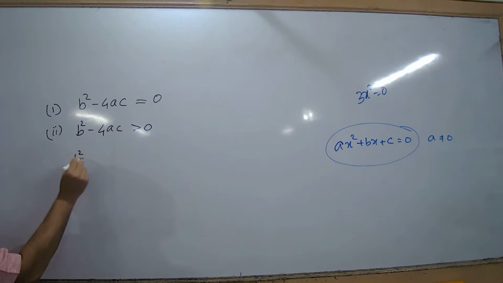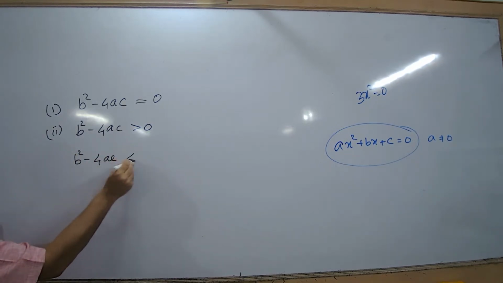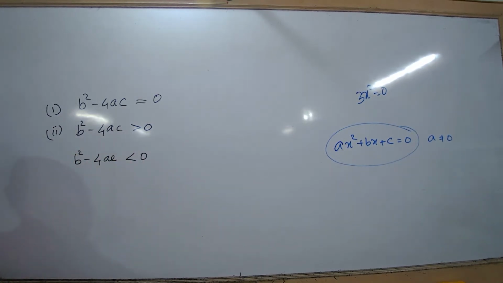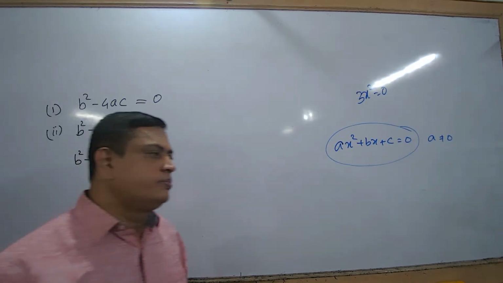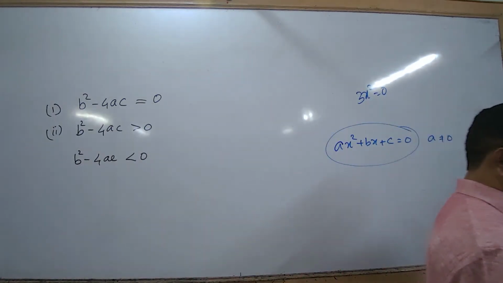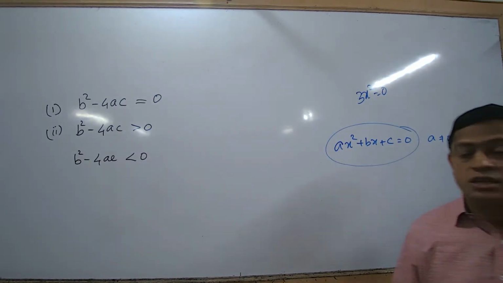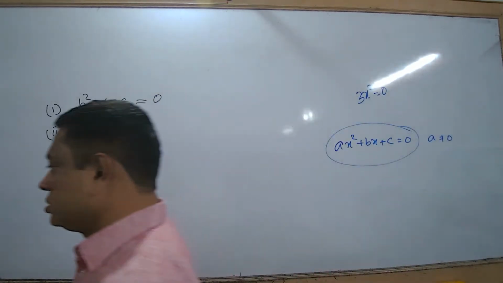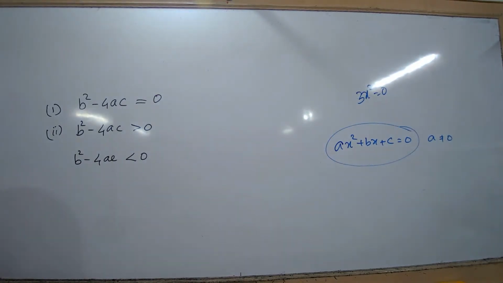So, third one. If b square minus 4ac less than 0, then the roots are imaginary, no real roots. Roots are imaginary. No real roots, no solution. Wherever it is given no solution, no real roots, all of them are the same thing. Written? Yes.